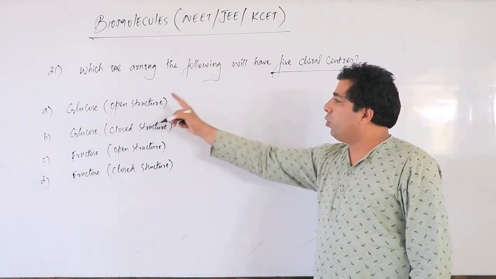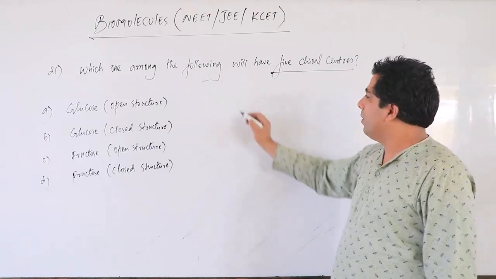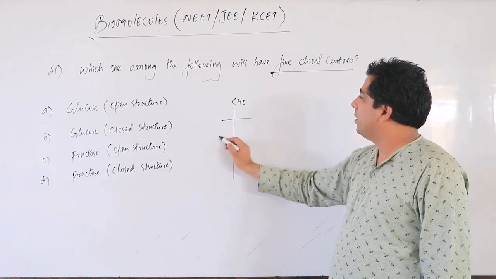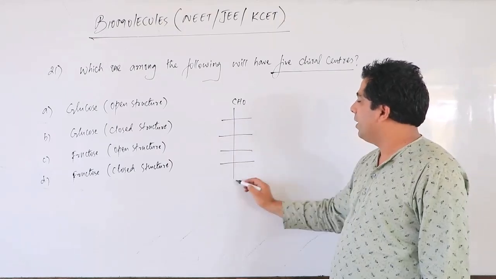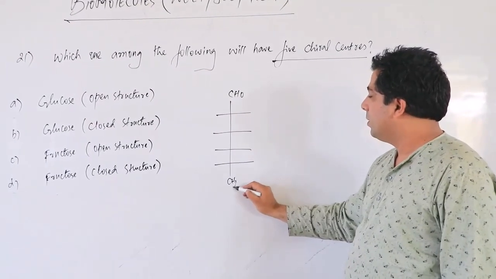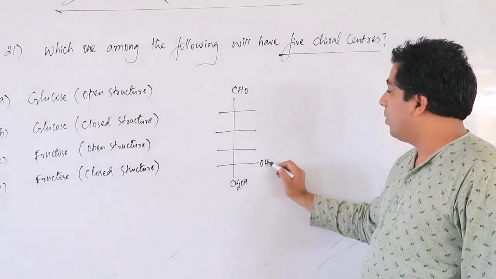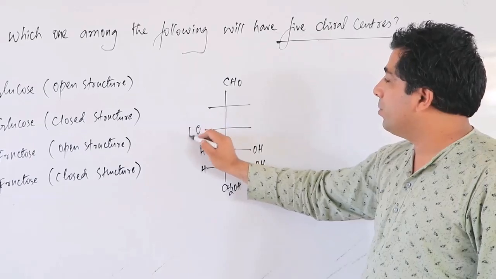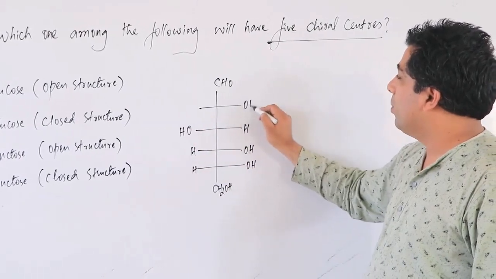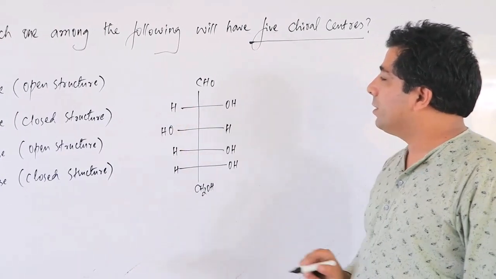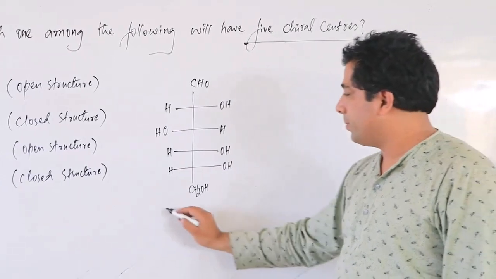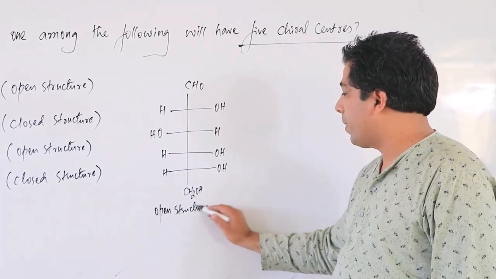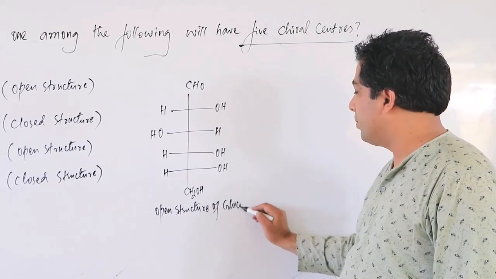If we talk of the open structure of glucose, we will be having 4 chiral centers. Everybody is aware about the second, third, fourth, fifth and the sixth one. CH2OH, OH, H, OH, H, third carbon is OH on left side, H, OH and H. This is the open structure of glucose.